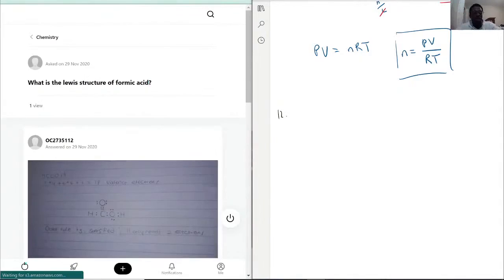So for this, they're asking now for the Lewis structure of formic acid. For this, we actually have to know what formic acid is. With that being said, we have this as our structure.